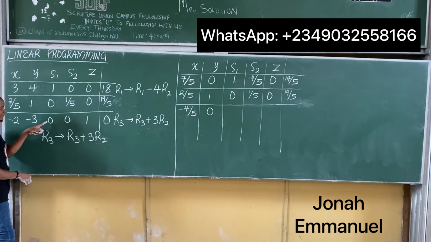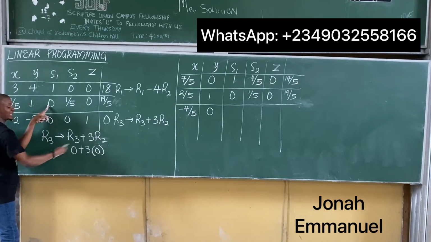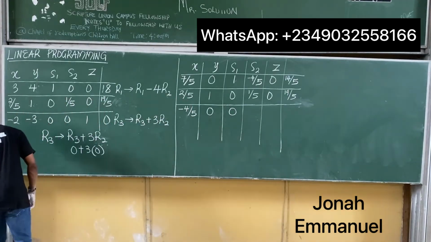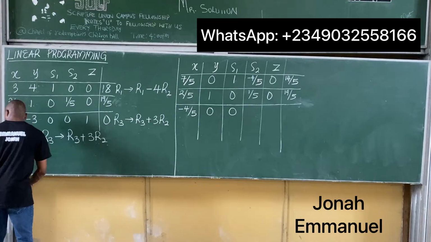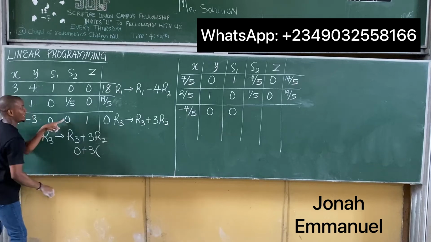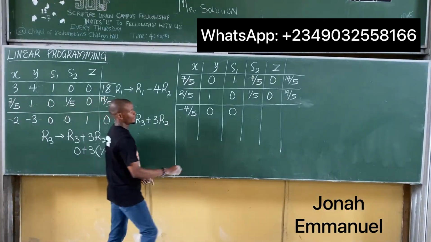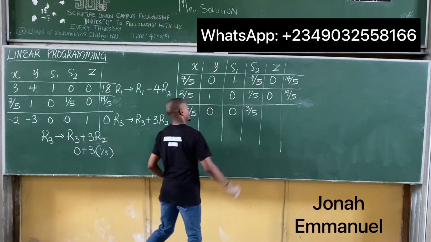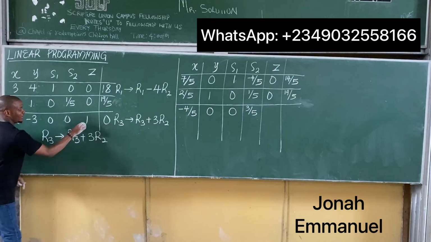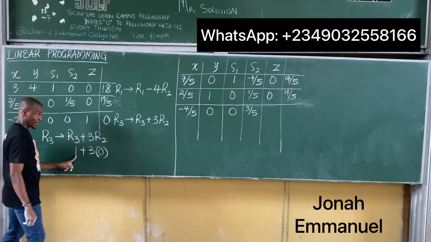What's the next one there? 0 plus 3 times what there? So what do you get here? 3 over 5. Next one there, plus 3 times. So what do you get there? 1.